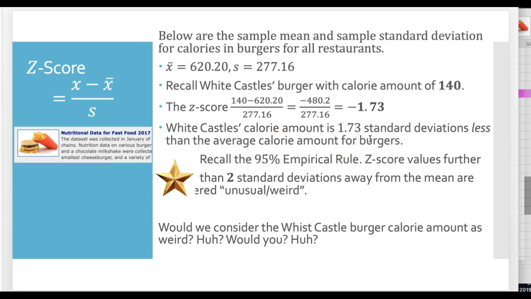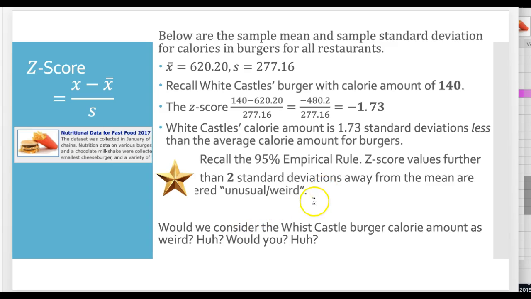Well, is this weird or not? So what we do is we recall the 95% empirical rule. And we say here, z-scores further than 2 standard deviations away from the mean are considered unusual or weird. That means the z-score is like 2 or 2.5 or 3 or greater, or it could be like -2, -2.5, -3, -4, or smaller. Remember, it's in the negative direction. So that's what it means.